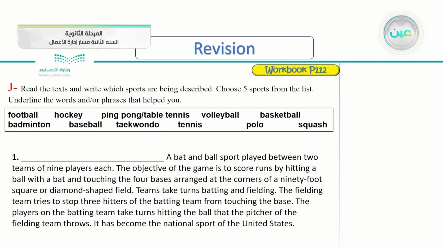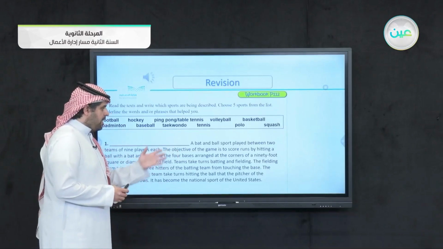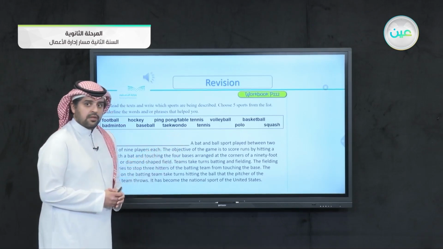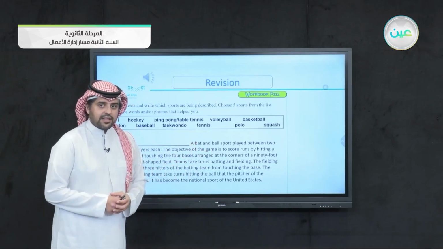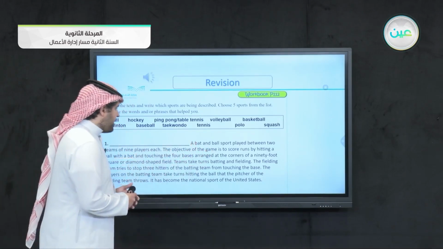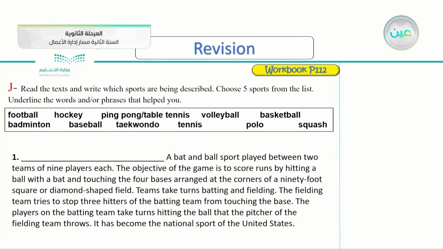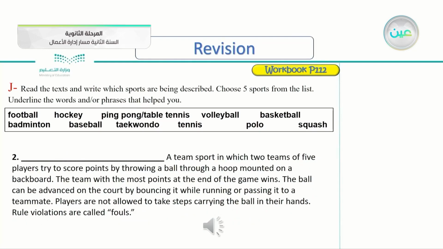So I think just from the first 2 or 3 words here, a bat and a ball, which sports use a bat, a stick, let's say, a bat and a ball. So it says here a bat and ball sport played between 2 teams of 9 players each. So the first one is what? Let's see the answer here together. It's baseball. As I said from the beginning, when it says a bat and a ball, I think here it became very obvious. Number 2, let's listen to number 2.